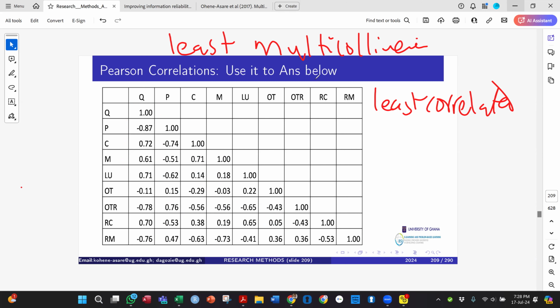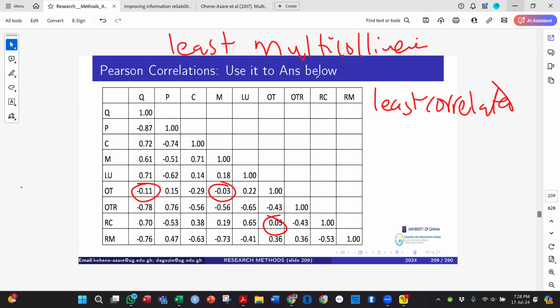So which is the first one? Least correlated. The first one is still this negative 0.03. So this, and then finally you go down.